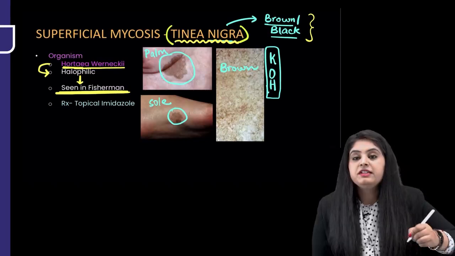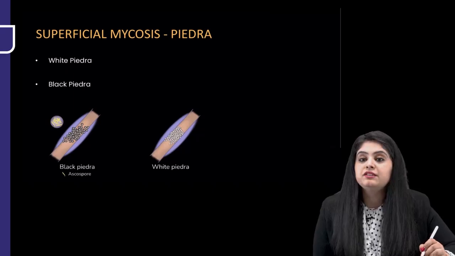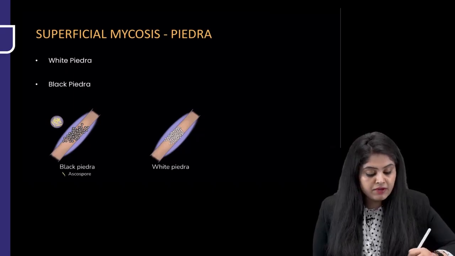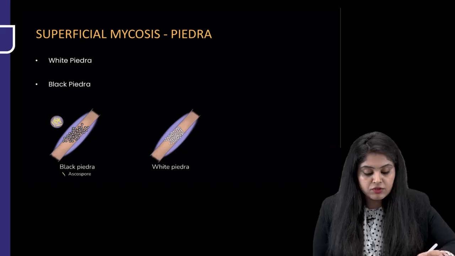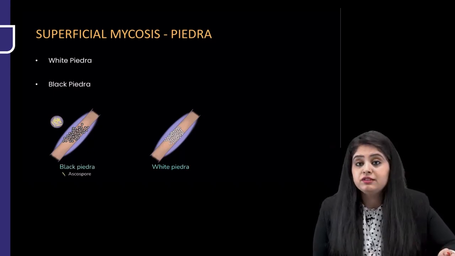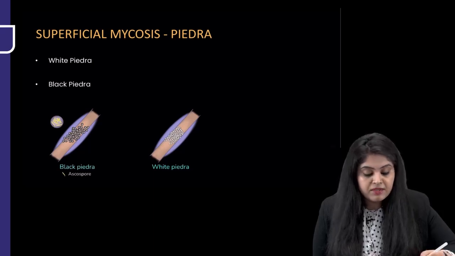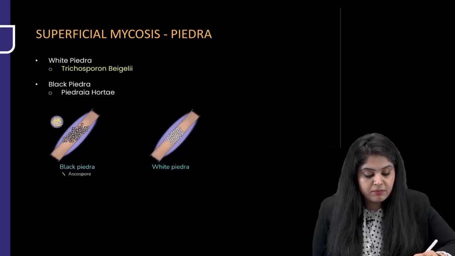Okay, now having said this, moving away from the skin, we go a little bit into the hair, and that is piedra. When I say piedra, we have two things. These are quick things that I'm revising from dermatology, right? We have white piedra and black piedra, both affecting the hair. You can see the white piedra is going to come across as white dots, and black piedra as black dots. So which organism causes it? Please remember, white piedra is caused by Trichosporon beigelii, and black piedra is caused by Piedraia hortae.